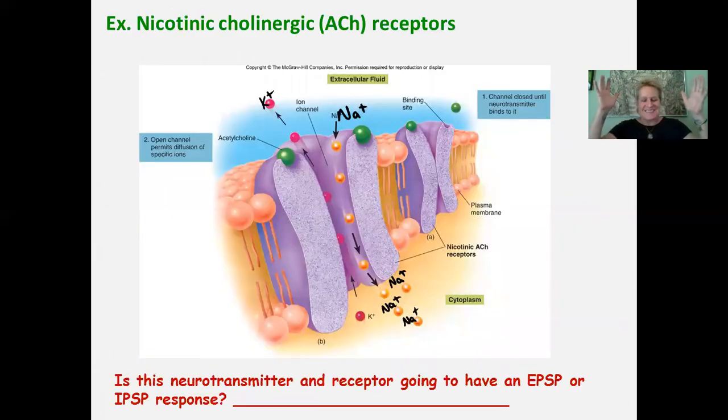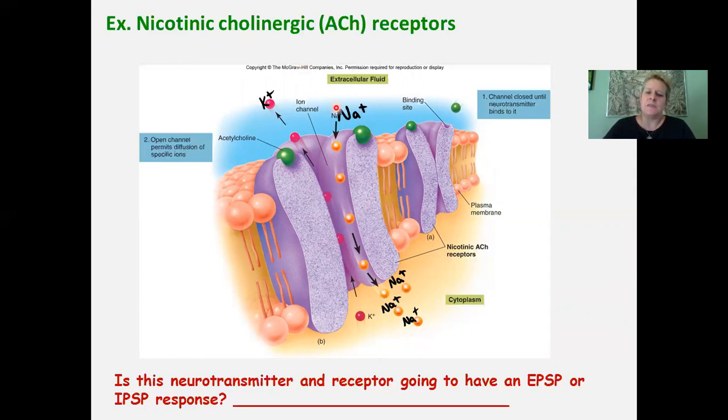Here's the test. You probably don't know this image, you've probably never seen it before. All you need to know is what's happening. We've got a postsynaptic cell membrane here. Here is a receptor embedded in the membrane, and here is where the neurotransmitter binds, and it's telling you it's acetylcholine that's binding, so it must be a cholinergic receptor. I don't know if it's a nicotinic cholinergic receptor. Oh, it says nicotinic. So we know this is going to a skeletal muscle.